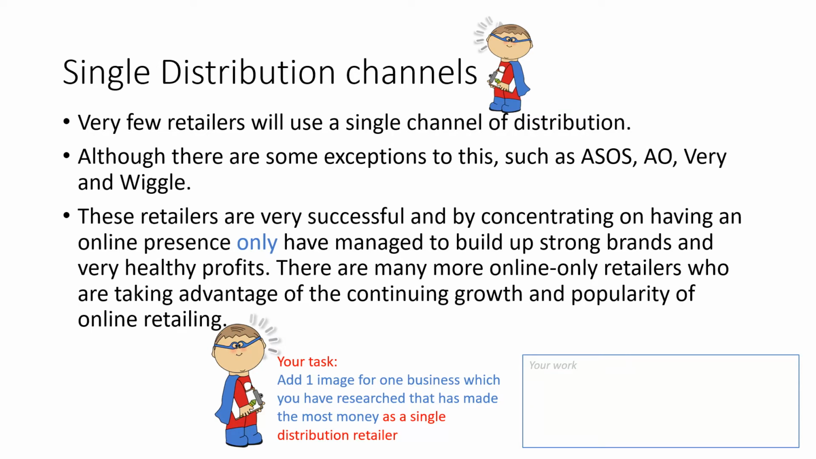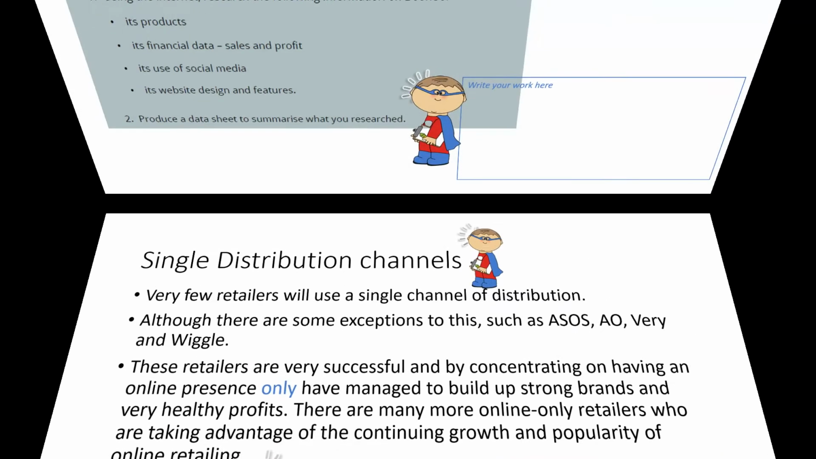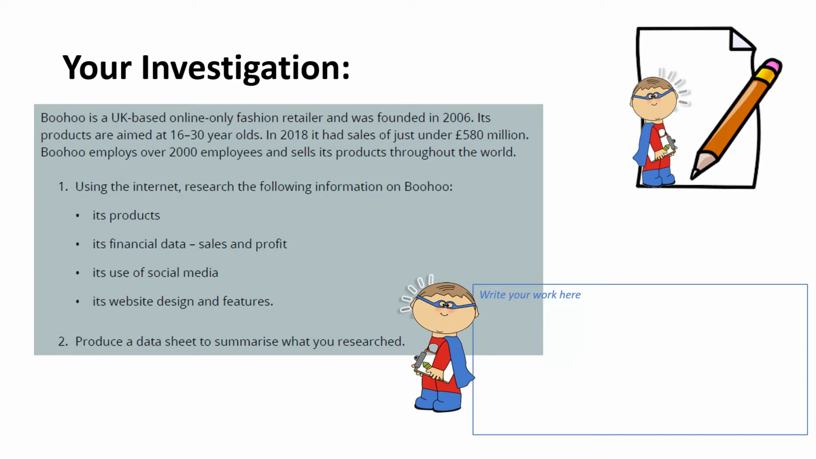Your task: add one image for one business which you have researched that has made the most money on being a single distribution retailer. This is your investigation. You probably need to use something else other than this PowerPoint. You can use Excel, you can use Word, you can use pieces of paper. You need to do some research and then you need to write down your results.